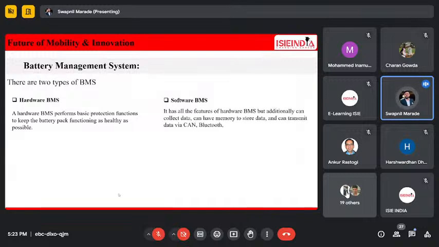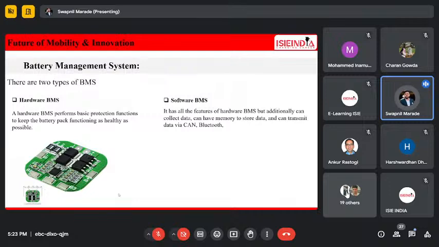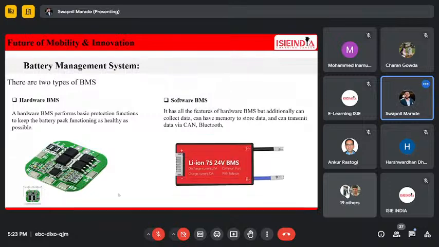The software BMS has all the features of the hardware BMS, but additionally it can collect data, has memory to store the data, analyze the data, and transmit the data via CAN communication. Those processes we can do with the software BMS, with the help of CAN communication and Bluetooth communication. So this is a hardware BMS and this is a software BMS.